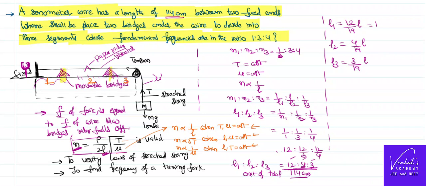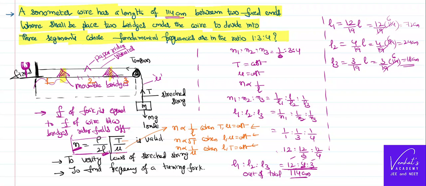So I can calculate this further. 12 by 19 of the total length 114. 19 sixes are 114. That is 72 centimeters. L2 can be found as 4 by 19 of 114. This is again 6, 6 fours are 24 centimeters. L3 can be found as 3 by 19 of 114. This is the same, 6 threes are 18 centimeters. So the wire shall be divided into three segments in such a way that the three segments shall divide.